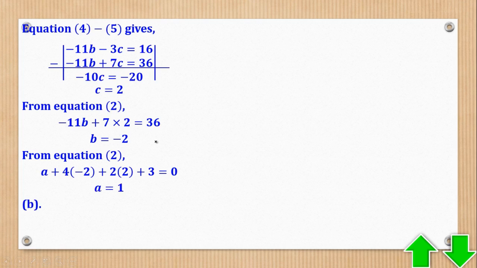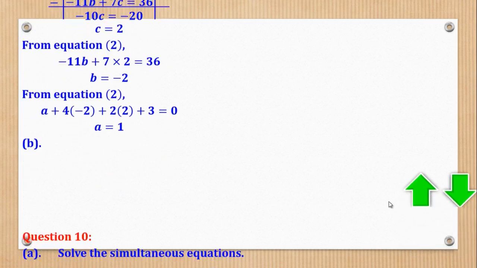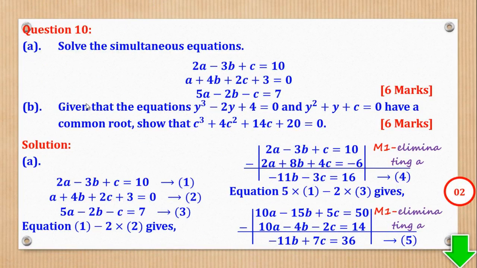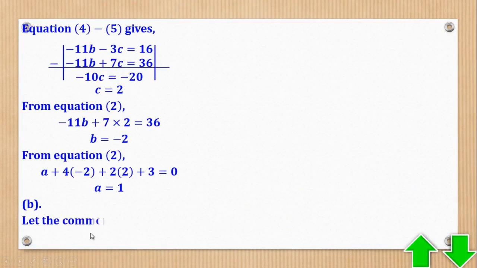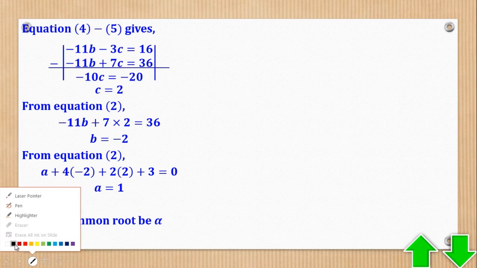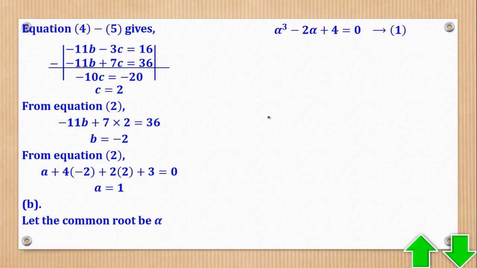Now we shall go to part B. Part B, they said, given that the equations this and this have a common root, show that this is equal to 0. So let the common root be alpha. It means that where there is x, we shall put alpha. Those are the two equations now.